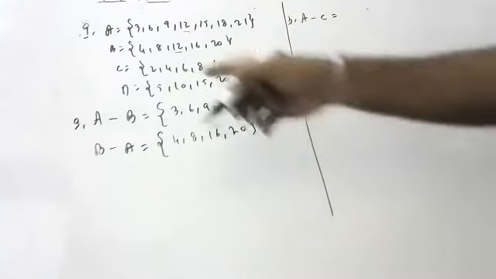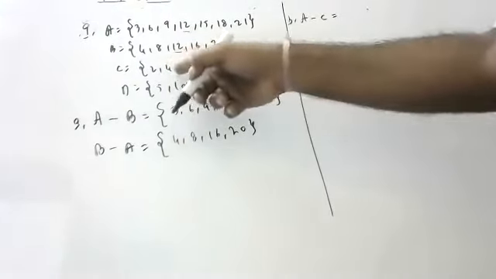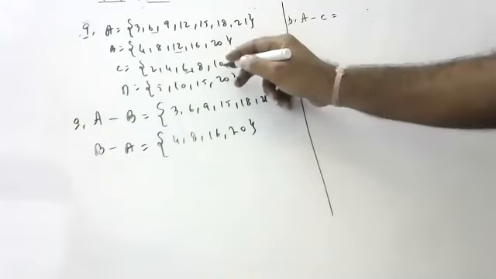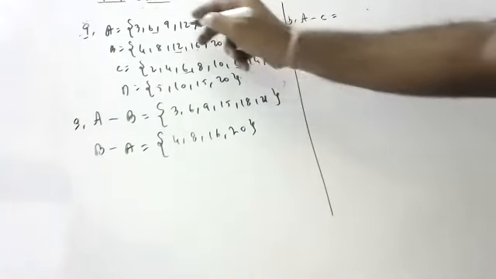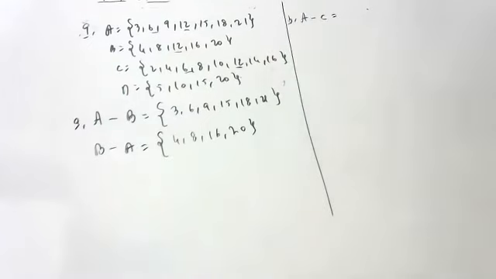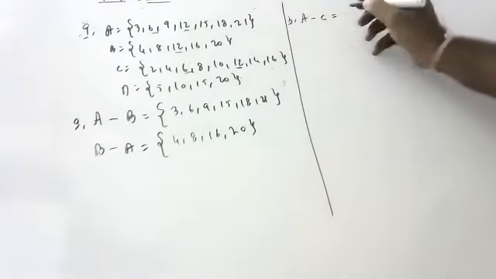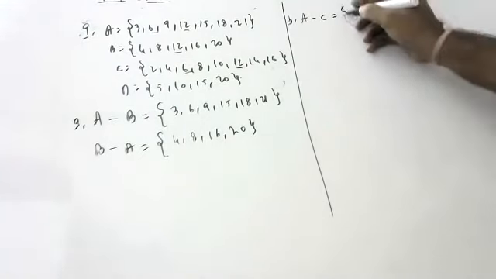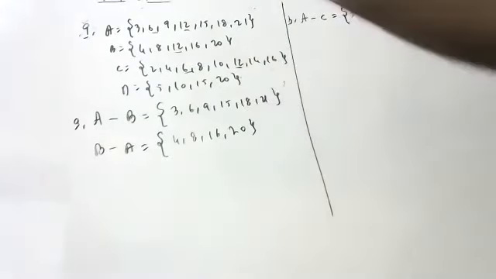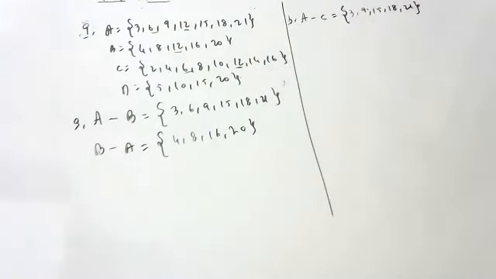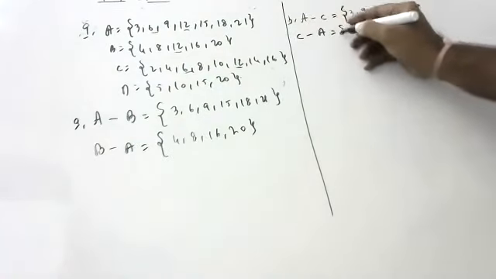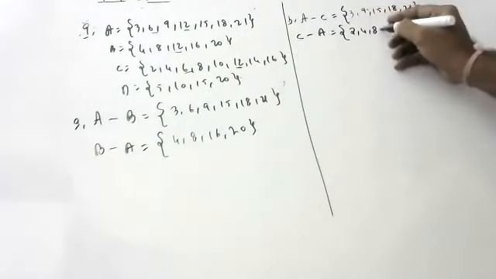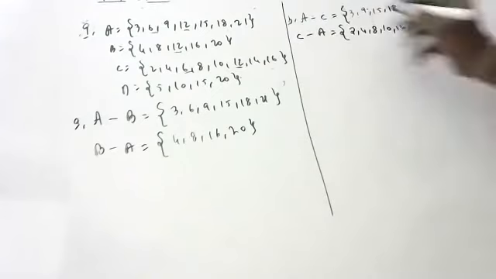A minus C, children. Any common elements? 6 and 12 are there. So except 6 and 12, write everything: 3, 9, 15, 18, 21. Children, you understood? Yes, sir. C minus A. Someone tell me C minus A. Except 6 and 12, tell me everything: 2, 4, 8, 10, 14, 16. This is not in the book, but only I'm asking.